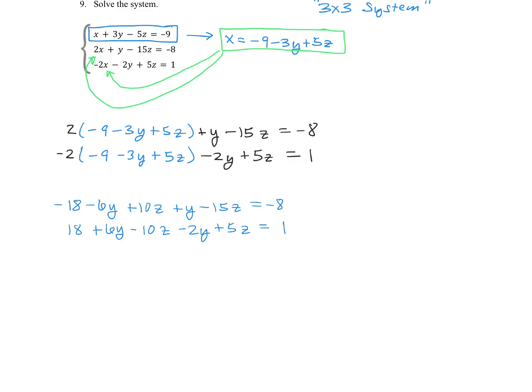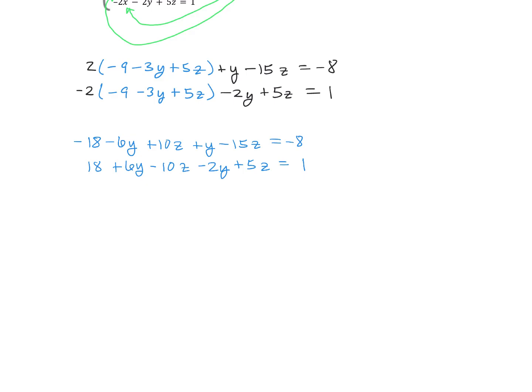All right, combining like terms. Combining the y's, I'm going to first have a negative 5y. If I combine my z's, I have minus 5 times z. And then if I add 18 to both sides, I'm going to get a 10. And then down here for the second one, 6y minus 2y is 4y. I've got minus 10z plus 5z makes minus 5z. And then I'm going to have 1 minus 18, and that makes negative 17.